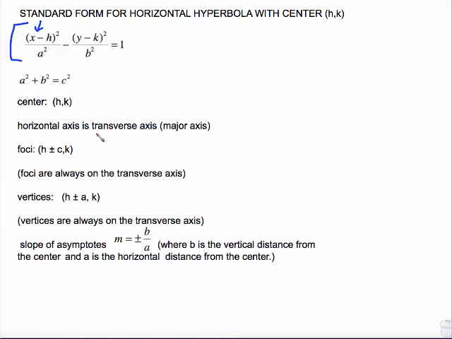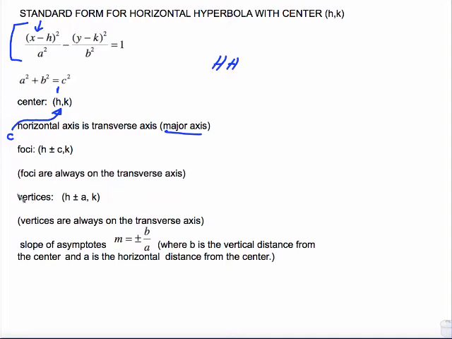The horizontal axis is the transverse axis, which is the fancy word for major axis. The foci are found by adding the c value onto the h value. Because it is a horizontal hyperbola, everything is going to be done to the h part of the center. So the foci will be h plus or minus c, comma, k. The foci are on the transverse axis.